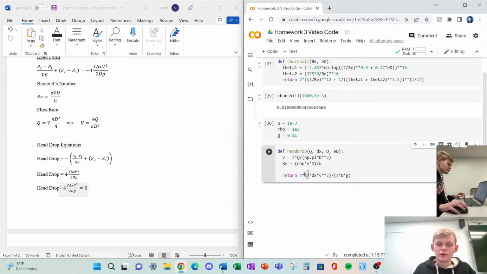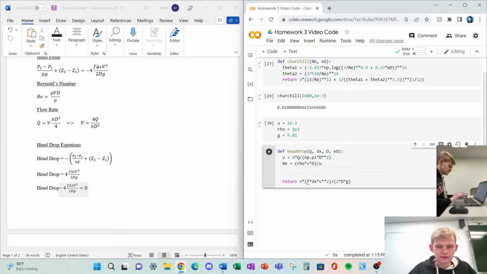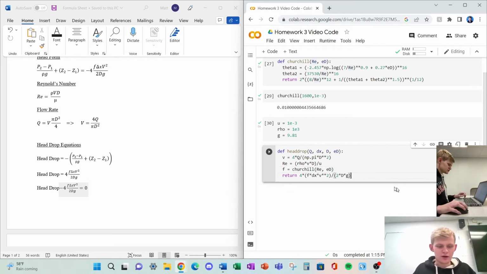And from here, since we have all of our terms now, the main thing we're going to do now is find our friction factor, which we know is from the Churchill equation that we defined up above. So our Churchill equation is going to take our Reynolds number, and then our second term is going to be our surface roughness. So this is going to be our first function to find the head drop given flow.